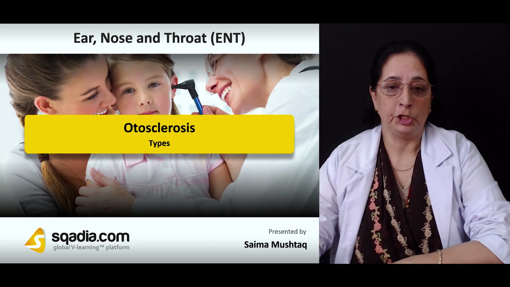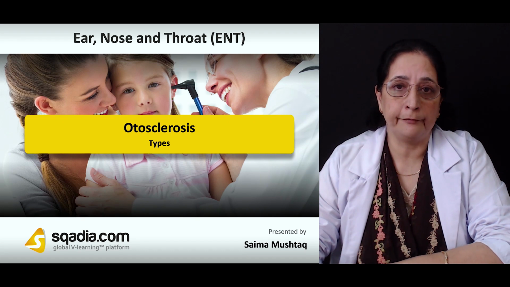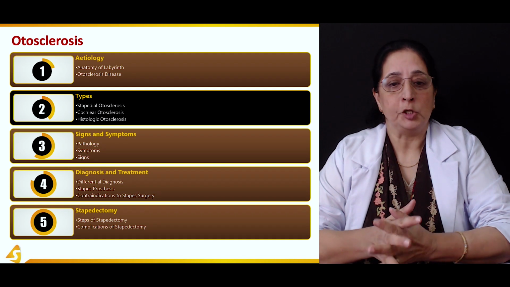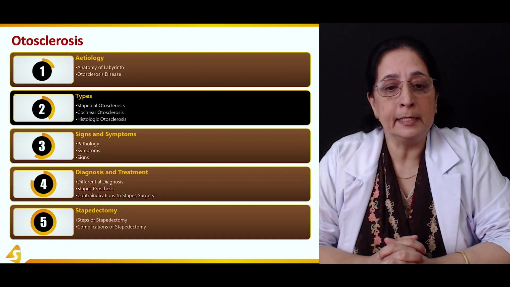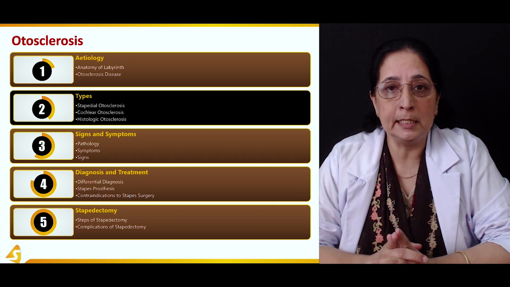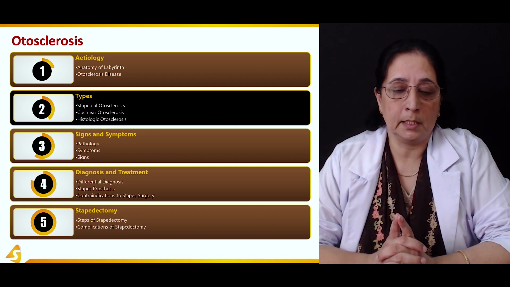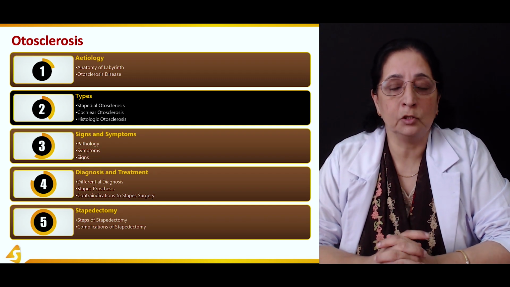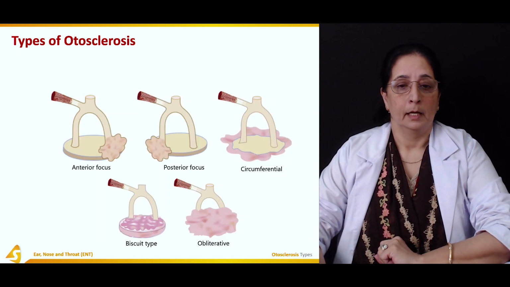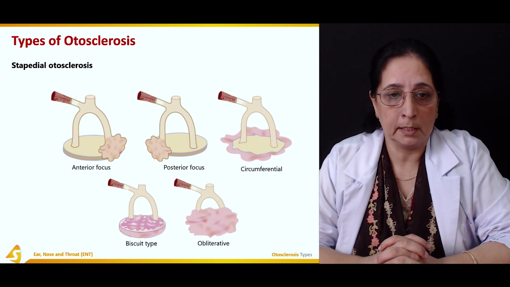In the second section of our lecture on otosclerosis, we will talk about the different types. In this section, we will talk about the 3 different types of otosclerosis, and this includes stapedial otosclerosis, cochlear otosclerosis, and the third type is histologic otosclerosis.